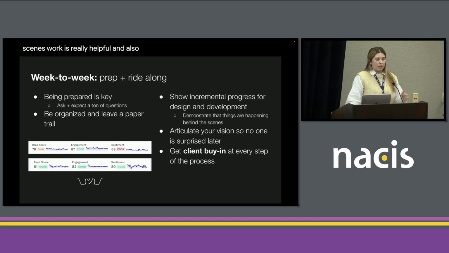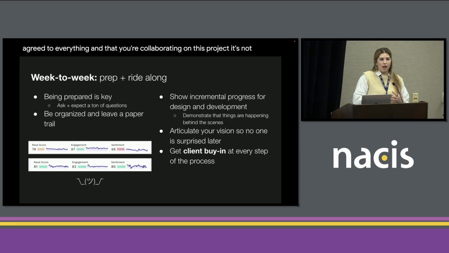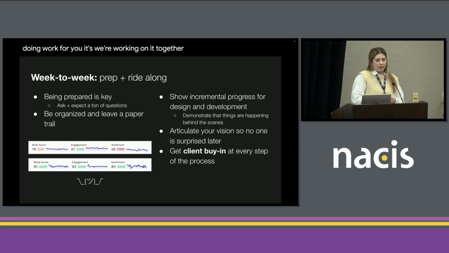And also being able to articulate your vision for a project is really helpful. So they feel like there are no surprises, that they've agreed to everything, and that you're collaborating on this project. It's not, I'm doing work for you, it's we're working on it together. And that helps so much. I can think of almost every problem we've ever had is we were not clear enough with someone up front, and then they are like, where did this come from? So it's really good to just keep asking questions and keep showing progress of work.